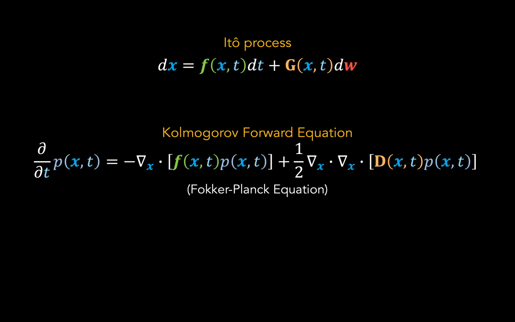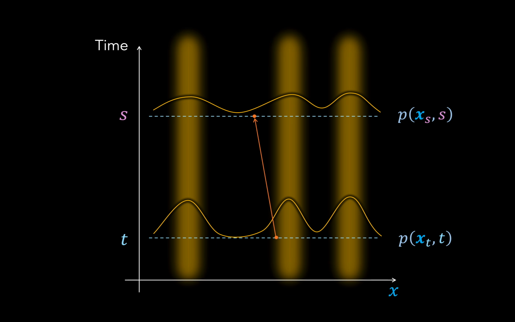Now, the second is what's called the Kolmogorov forward equation, or Fokker-Planck equation in physics, and this tells us how the probability density of an Ito process evolves with time. Now, this equation applies no matter what the starting distribution was. So imagine that we take snapshots of the density at time t and time s, with corresponding variables xt and xs, and s being greater than t.